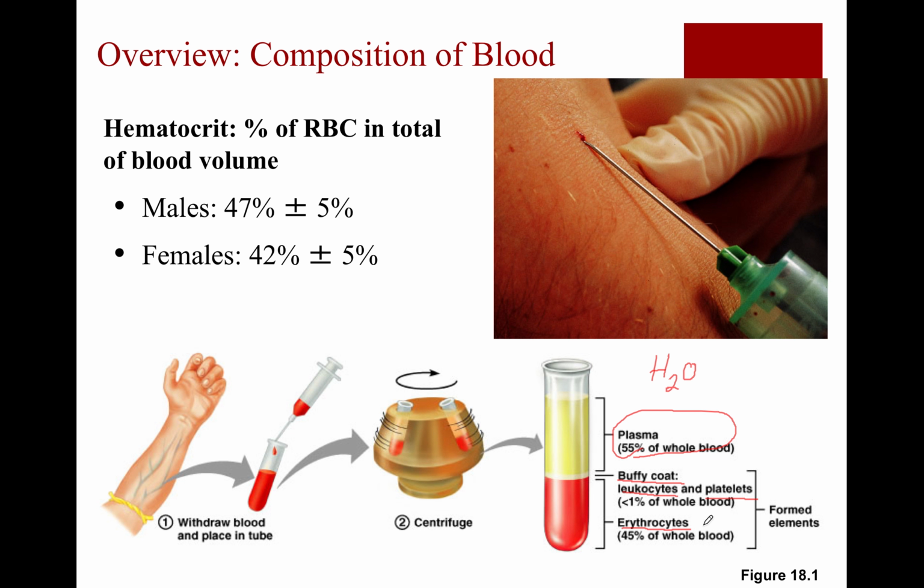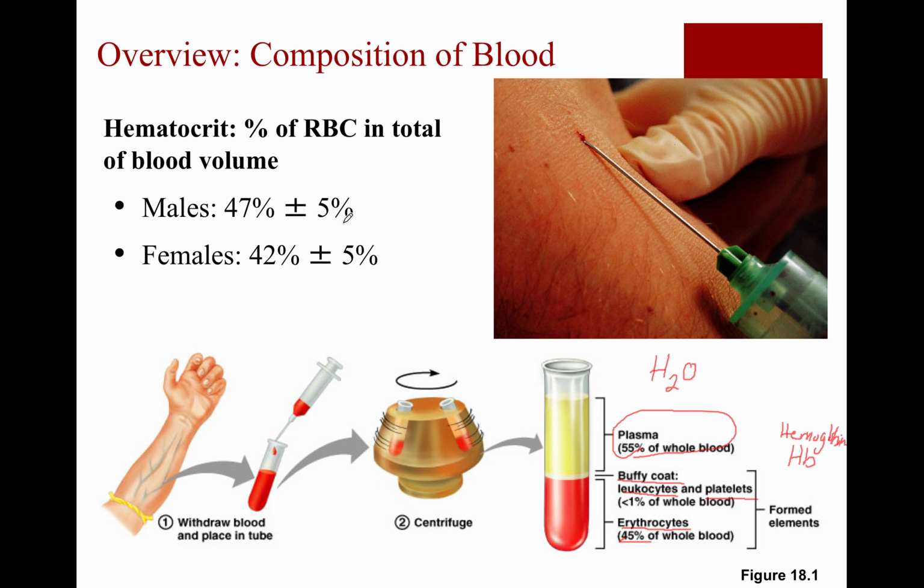Erythrocytes, which are your red blood cells, contain a protein called hemoglobin, which is usually shorthand to HB. It has a really high concentration of these proteins. So basically these proteins weigh the cell down, making your erythrocyte the heaviest component of your blood, forming about 45% of your whole blood volume on average.